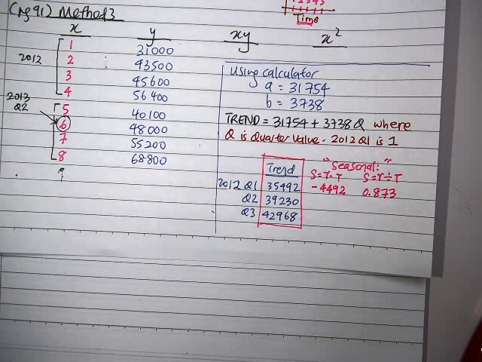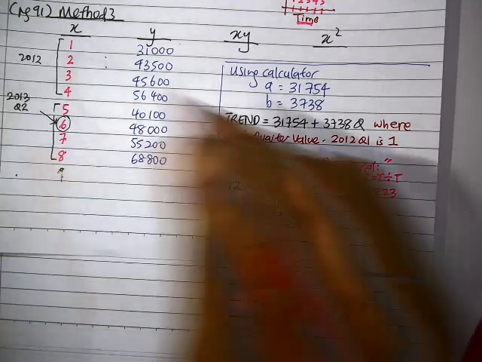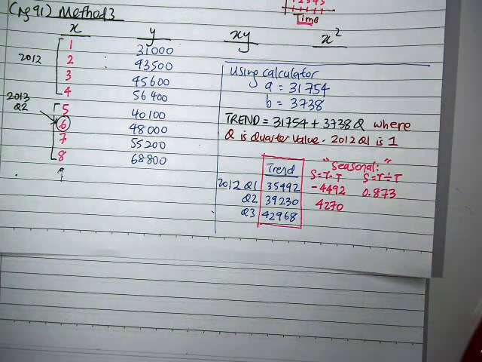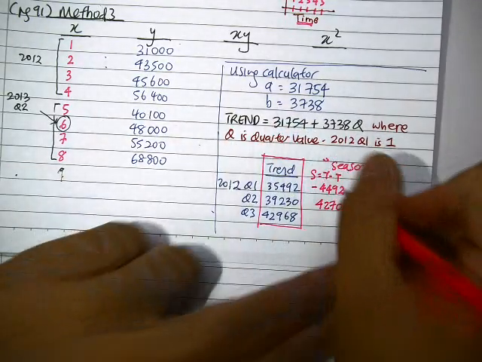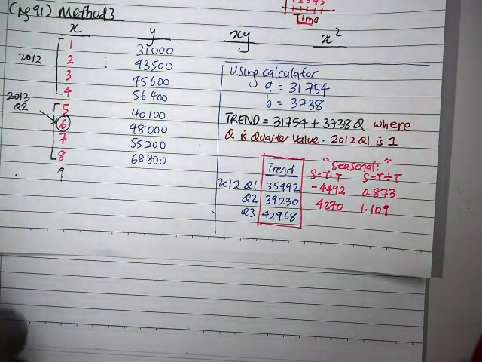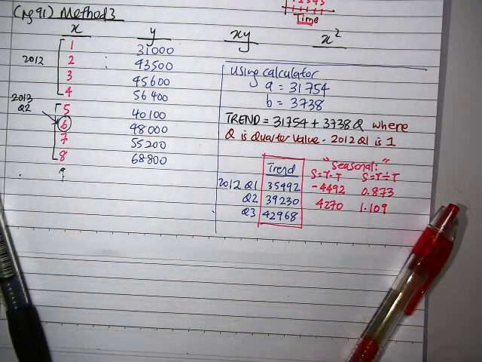43,005 minus 39,230, you get 4,270. Or you divide it, you get 1.109. You can follow? Now that's how you find trend using the third method, and how you use that to find seasonal variation.